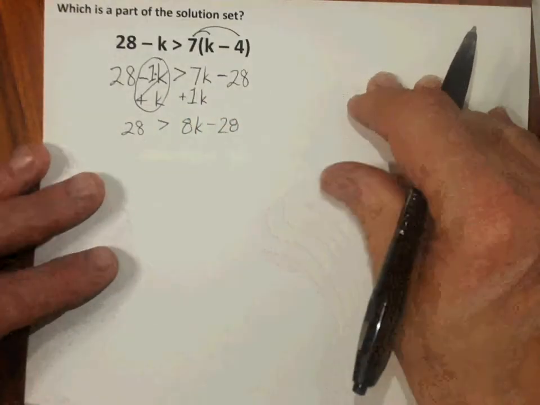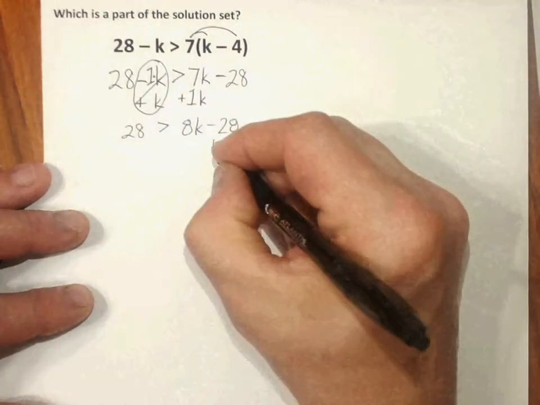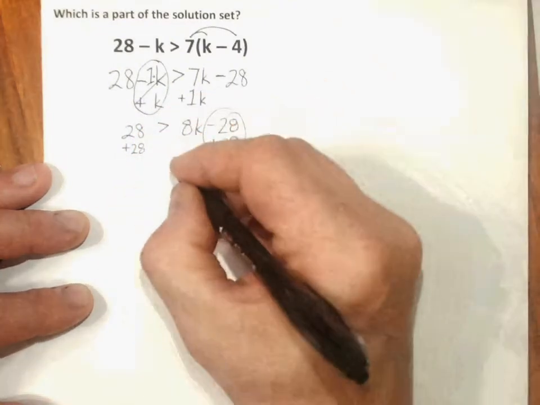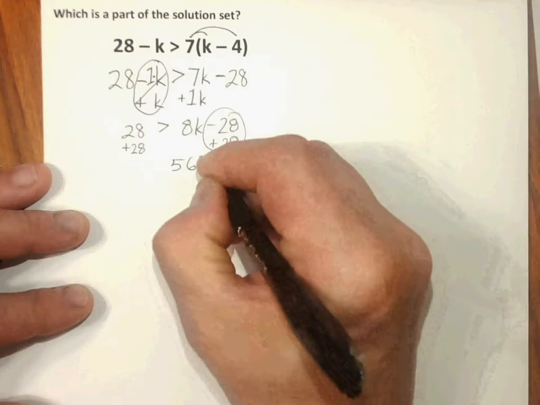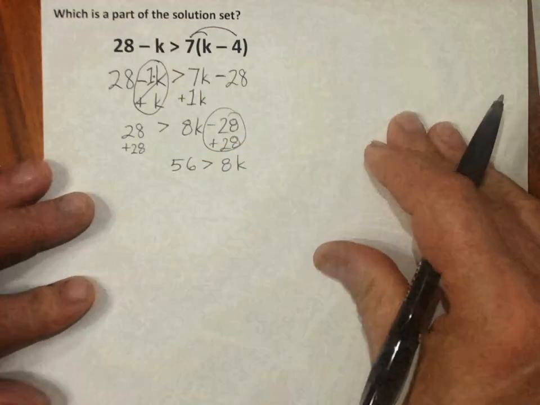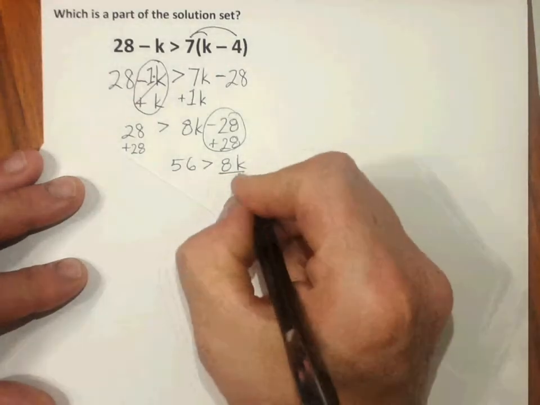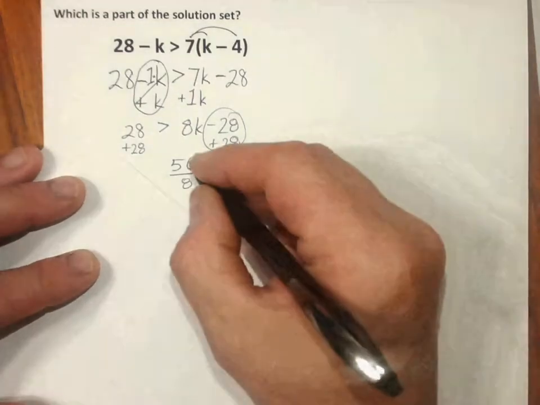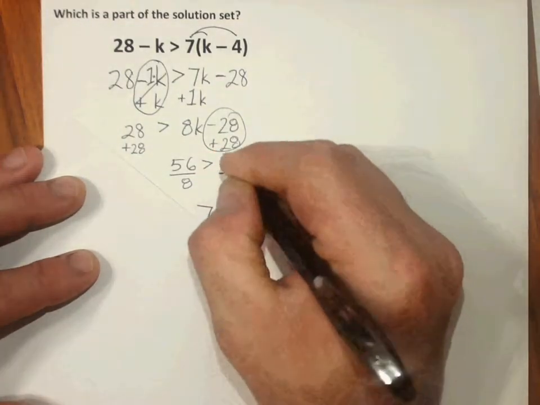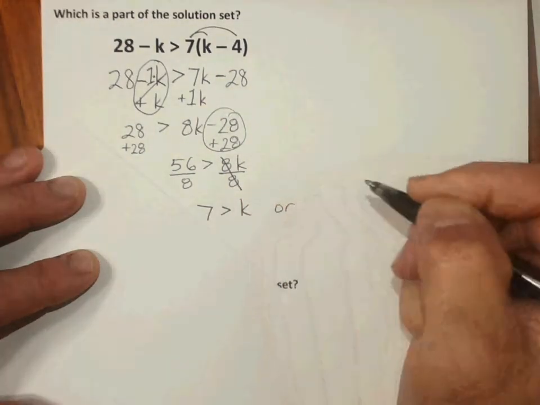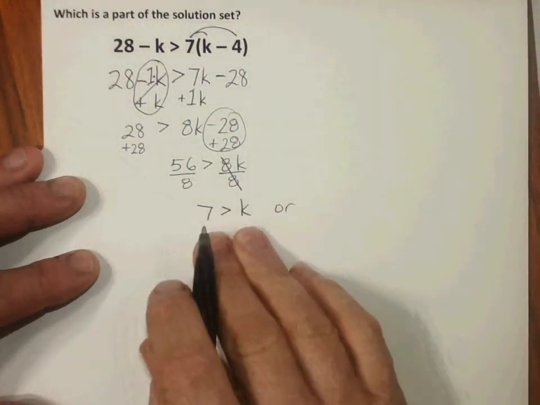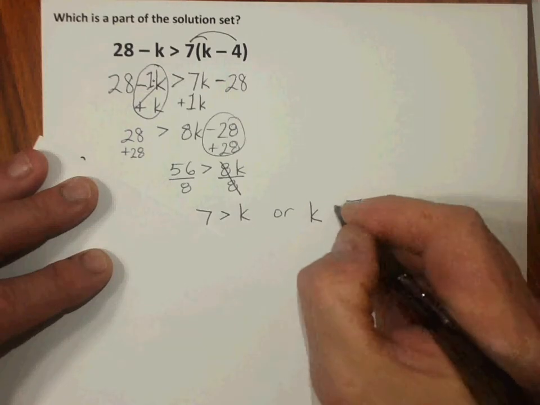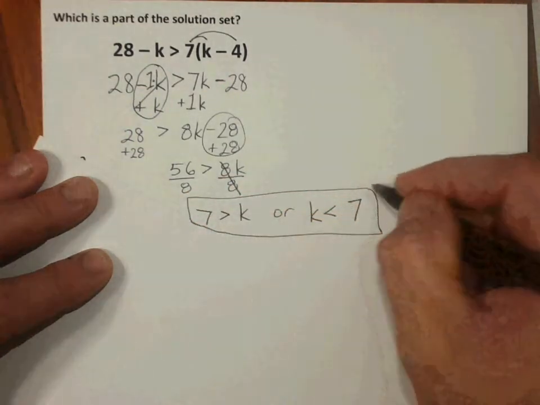And now I need to move the things that don't have a variable k, which is this. So I'm going to add 28, because that forms a 0, and what I do to one side I do to the other. So now 28 and 28 is 56, which is greater than 8k. And I divide by the number in front of the variable, which is 8. Now I'm dividing by a positive, so all is good. I'm going to keep that inequality symbol, and that's going to be 7 is greater than k. Now if I want to rewrite this, I call halftime and get these guys to switch sides. I'll write the k first and the 7 last. It's pointing at the k. Keep it pointing at the k. Either one of these is correct.